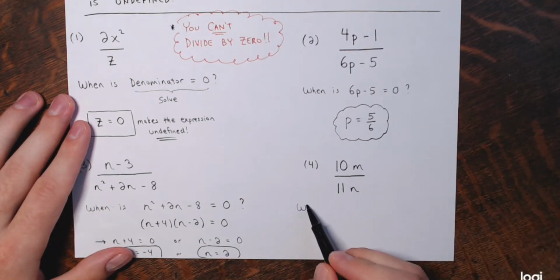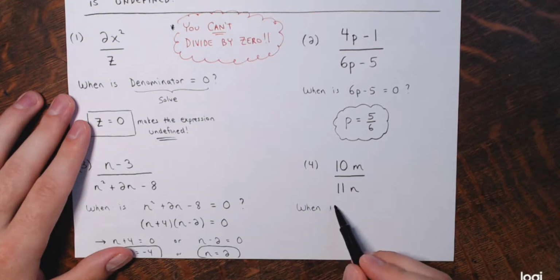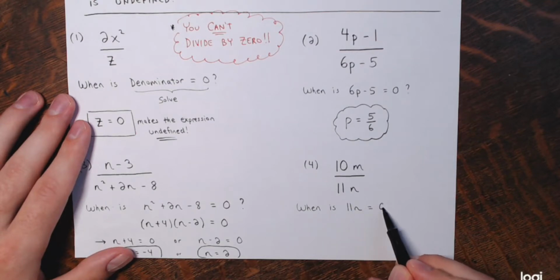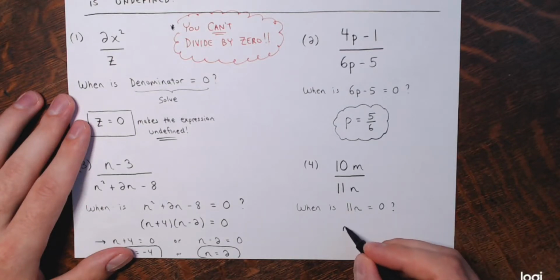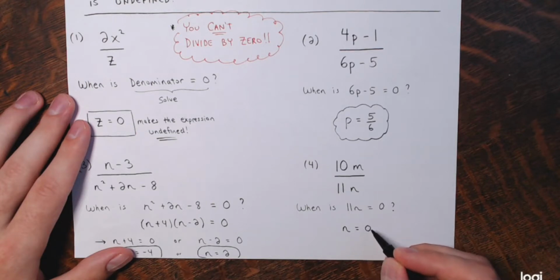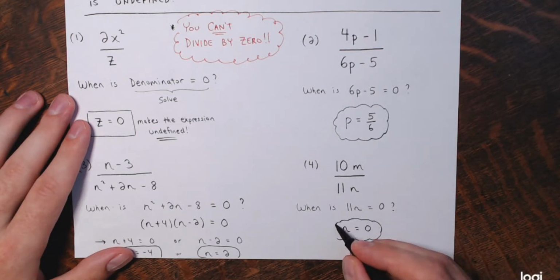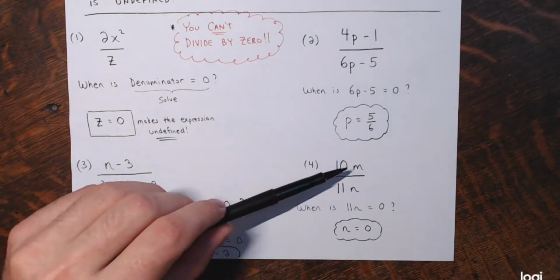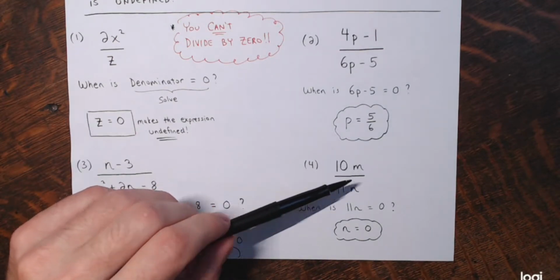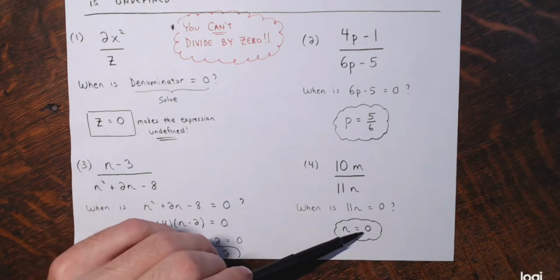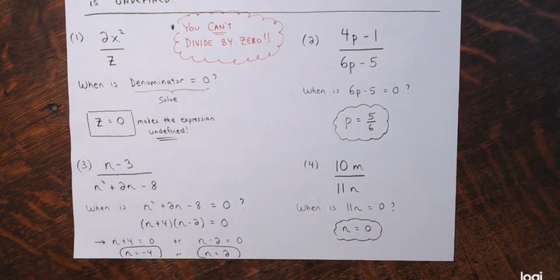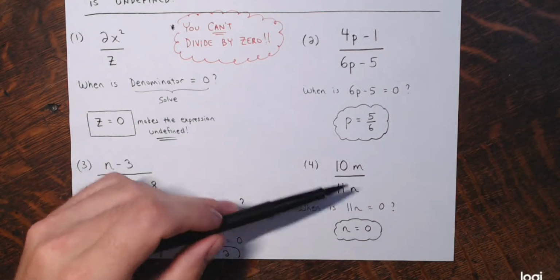So again, the same question every single time. When is the denominator, which is just 11 times n, when is that denominator equal to 0? And simple enough, divide by 11. That happens when n is 0. So I can replace m with anything. I can replace n with anything as well, except 0, because that will make me divide by 0, which will make this expression undefined.